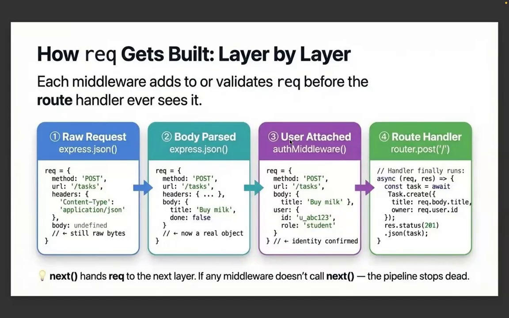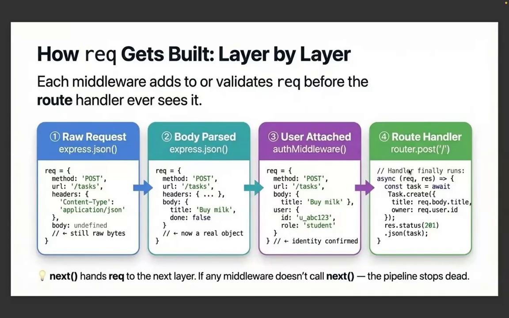Next, let's go to stage 3, user attached. So it hits our custom auth middleware function. This function checks the authentication token, confirms the user's identity, and literally attaches a brand new user object right onto the request. So you can see here, the request has both the body data and the user data, like id and role.